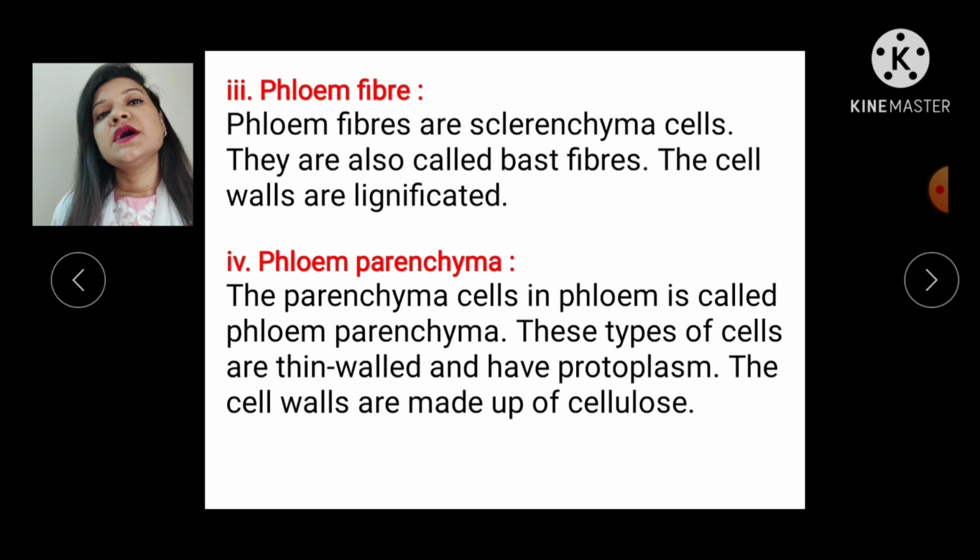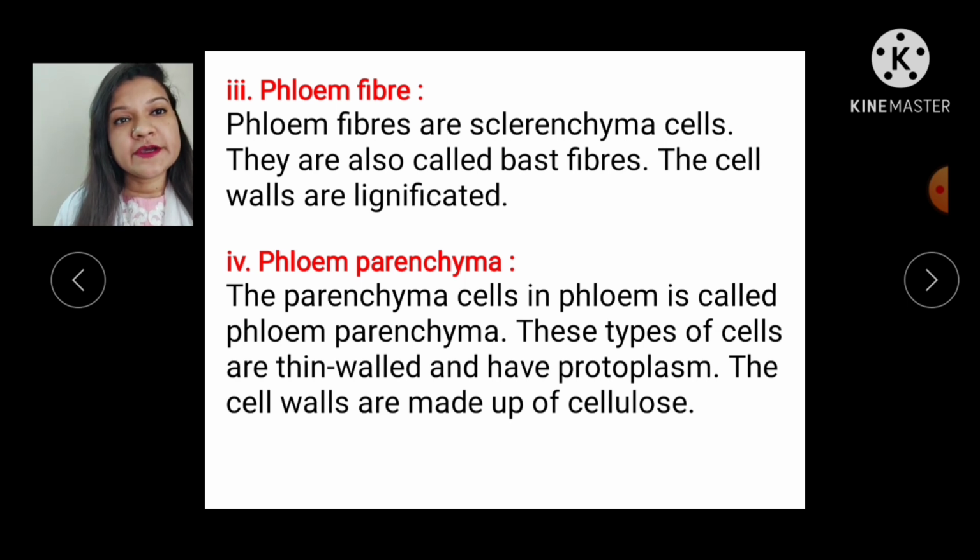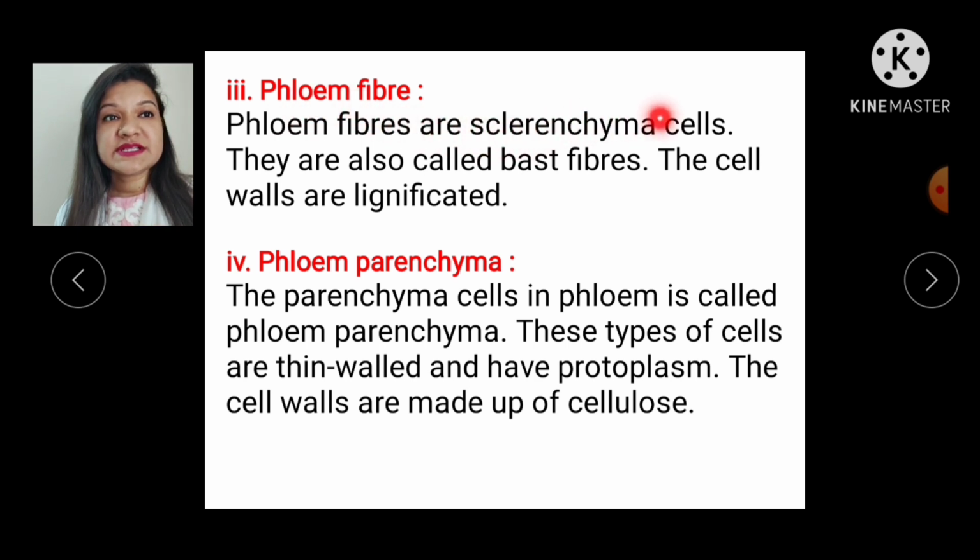And then these have phloem fiber and phloem parenchyma. Phloem fibers are sclerenchyma cells. They are also called bast fibers. The cell walls are lignified. Then phloem parenchyma. The parenchyma cells in phloem are called phloem parenchyma. These types of cells are thin walled and have protoplasm. The cell walls are made up of cellulose. So in this way you have to write this answer.